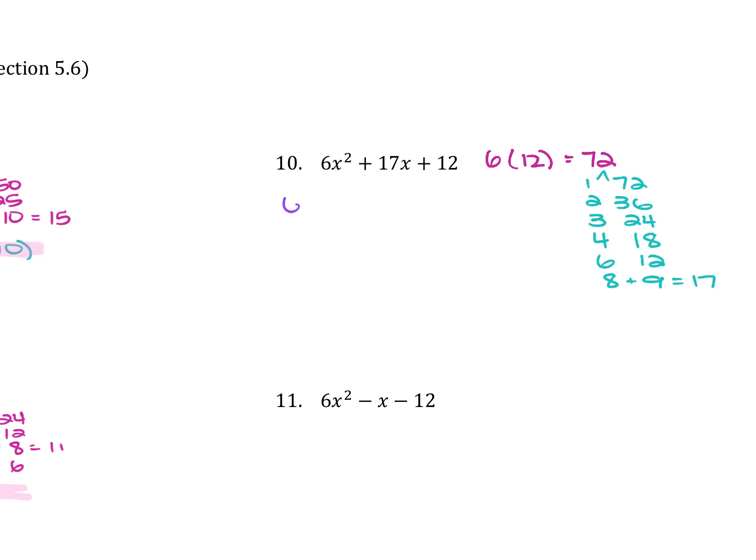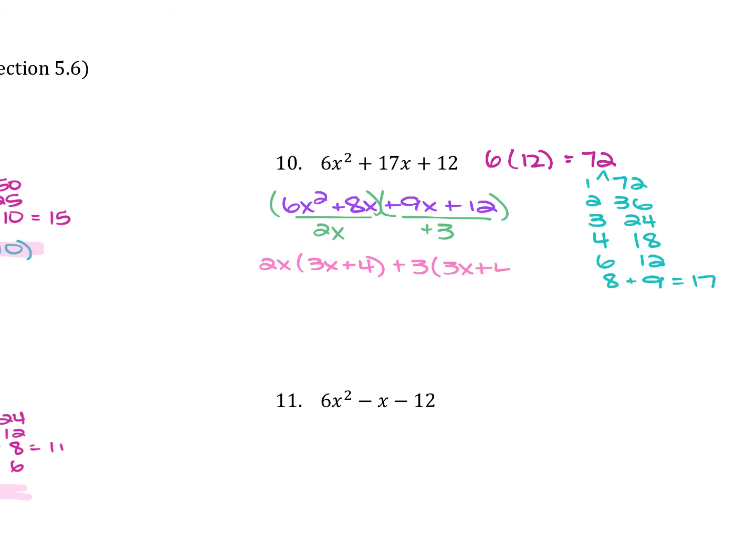So we're going to rewrite this as 6x squared plus 8x plus 9x plus 12. We're going to factor by grouping. Factor out a 2x from the first set of parentheses. Factor out a positive 3 from the second. Rewrite this as 2x times 3x plus 4 plus 3 times 3x plus 4. Your two parentheses are identical to one another, so this then gets rewritten again as 3x plus 4 times 2x plus 3.